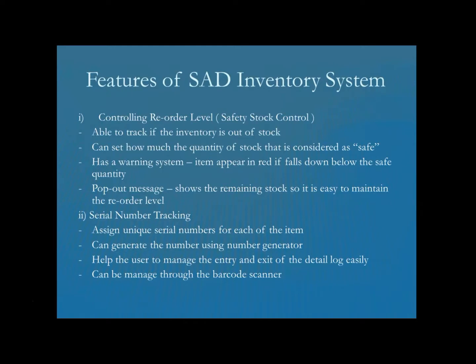Next is serial number tracking. In this system, we will assign a unique serial number to each item, and we can generate the serial number using a number generator, so that we can give each item a different and unique number. This serial number tracking will help the user manage the entry and exit detail log easily. And lastly, the serial number tracking can be managed through the barcode scanner.